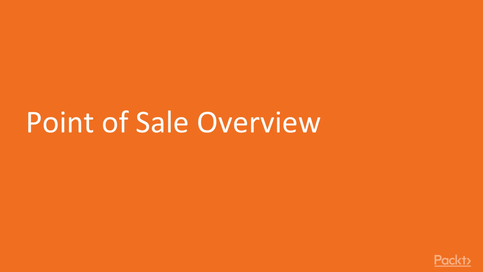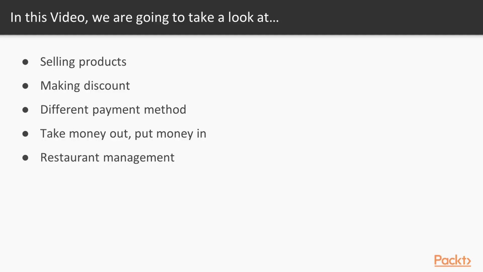Point of sale overview. In this video, we will see main features of point of sale, like selling products, making a discount, different payment methods, take money out and put money in, and we will see another module for restaurant management. Let's go to our system.